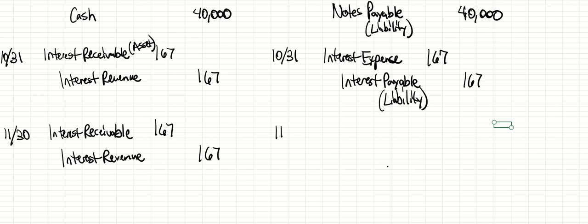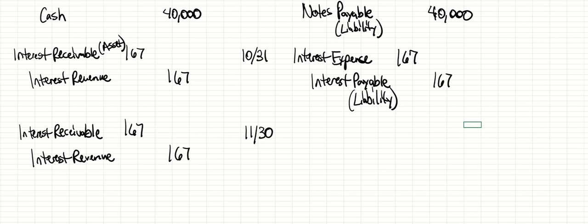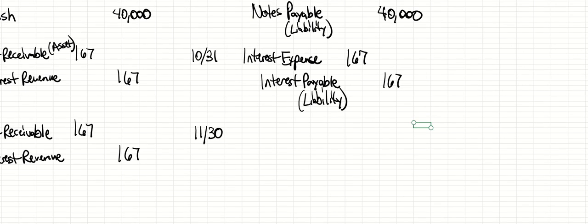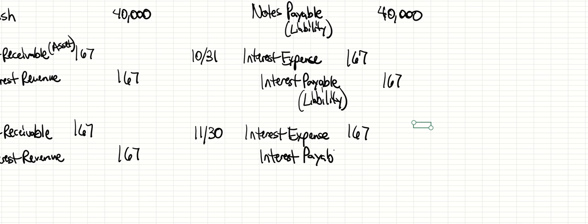Okay, on the borrower side, the same entry that we recorded on October 31st needs to be recorded on November 30th by debiting interest expense for $167, crediting interest payable by $167.